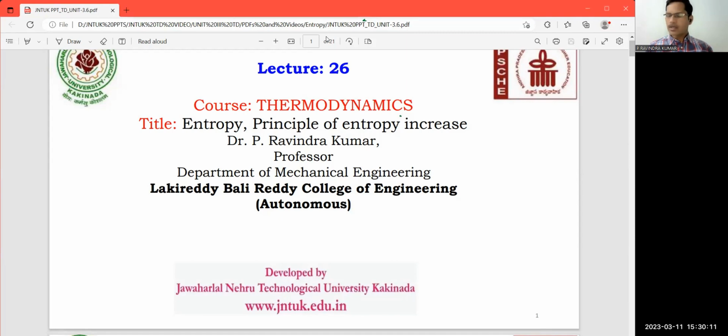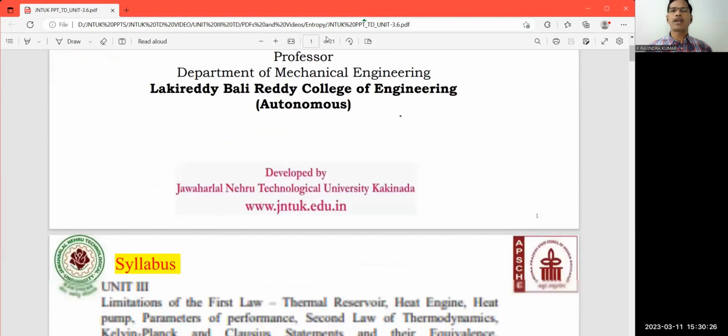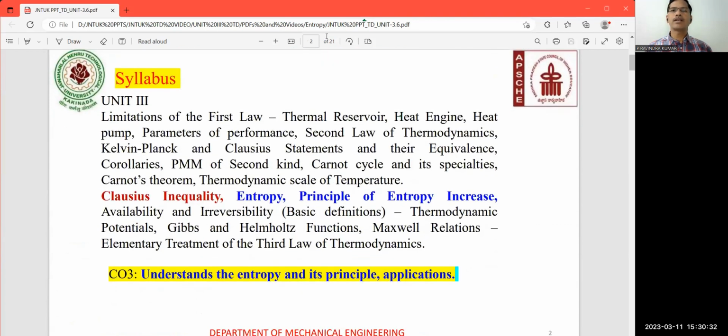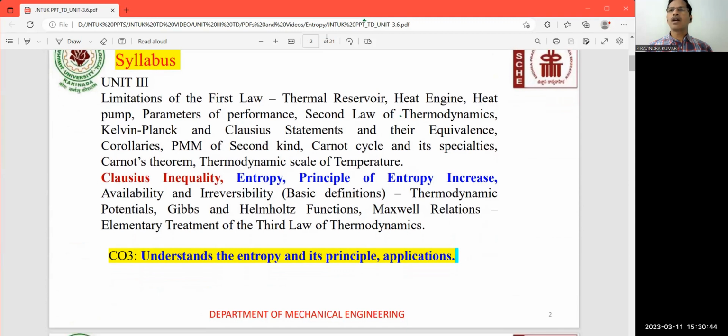Whereas the second law of thermodynamics leads to the definition of entropy. Entropy is also a property, but it is a non-conserved property. These are the things we have discussed earlier from the second law. Now, before entering into entropy, the Clausius inequality is the basic foundation stone, which forms the basis for the definition of entropy.